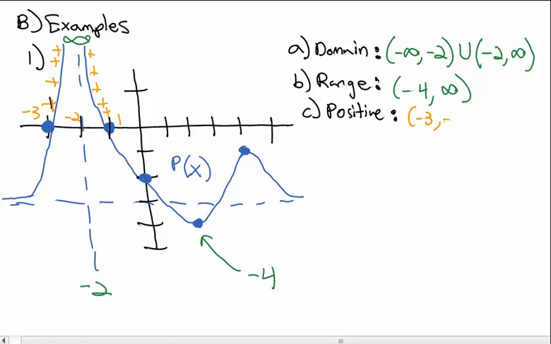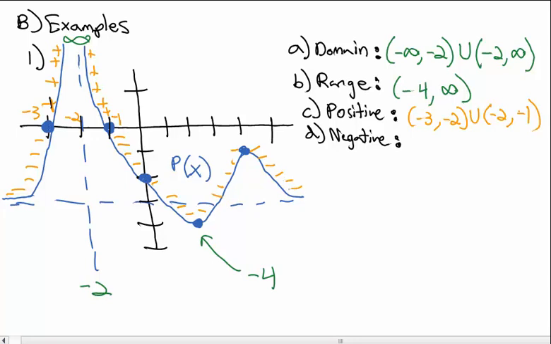So from negative 3 to negative 2, union, we have to jump over the asymptote, from negative 2 to negative 1. So as you might imagine, negative would be everywhere else. It's down below the x-axis and negative on the left. It's negative on the right and never quite crosses the axis again. So from negative infinity to negative 3, union, we drop negative again after 1, and then off to positive infinity.